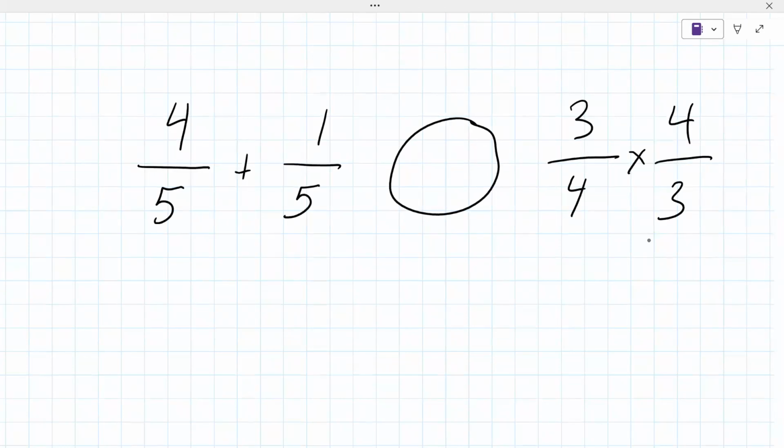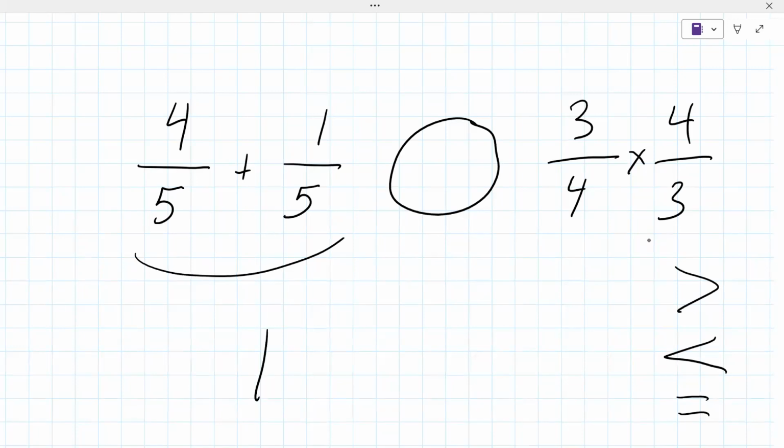Here's a new problem for you to try. The middle symbol. Okay, tell me what this becomes. What is 4/5? 1 whole. Okay, what about on the right? What does 3/4 times 4/3 become? 1 whole. So which symbol is it?